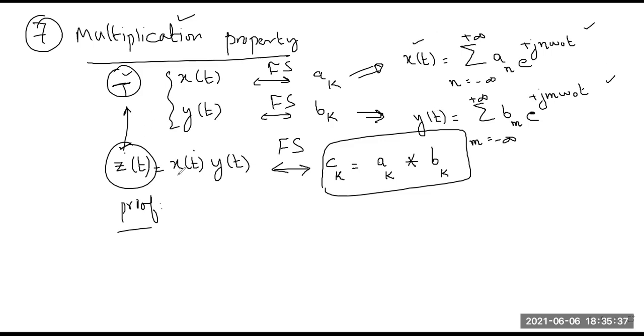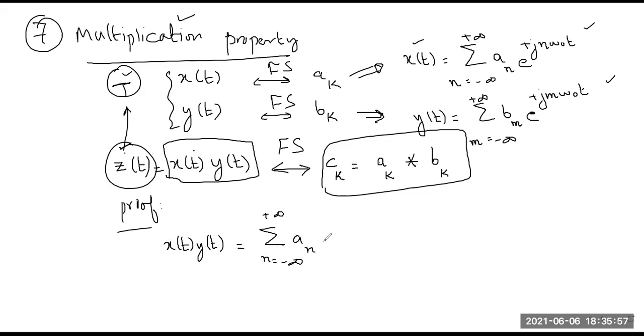So what we are looking at, we are going to multiply these two signals together. It means x of t, y of t. When you multiply them together, on the right-hand side we are going to multiply their Fourier series representations. So we have this thing, and we have bm.